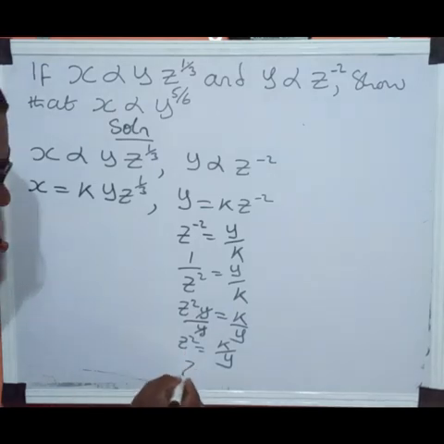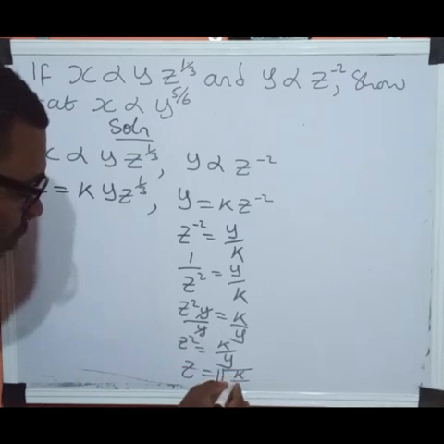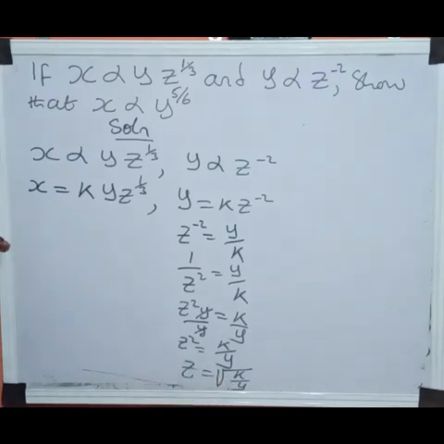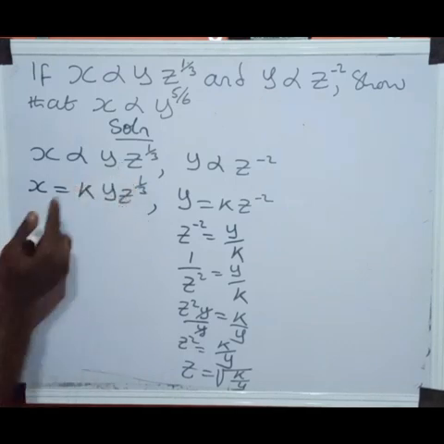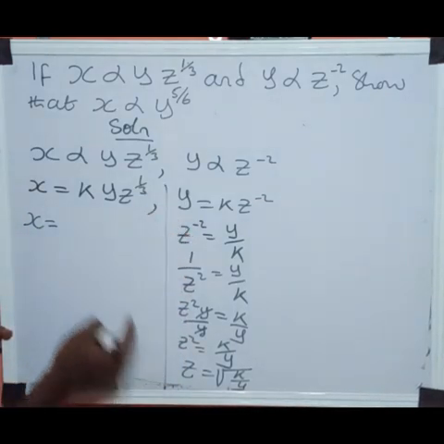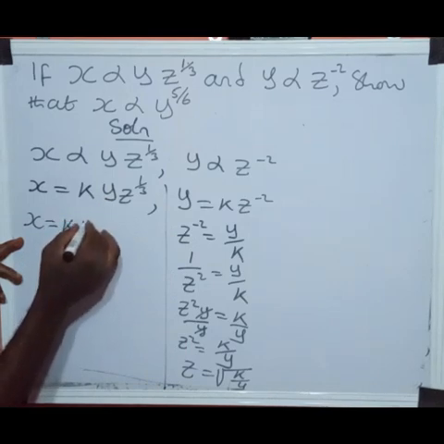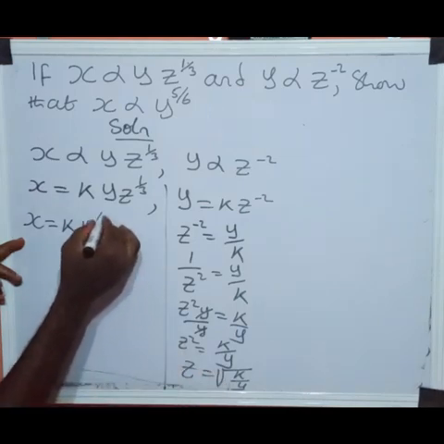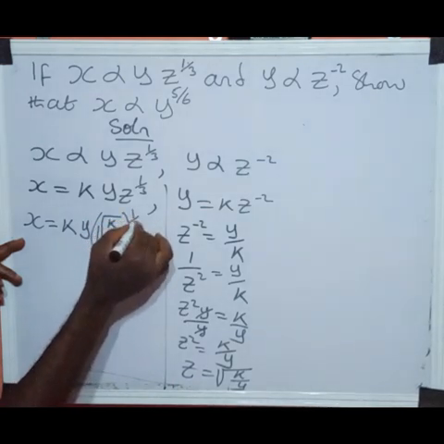Therefore, z will be equal to the square root of k over y. To remove this square, you find the square root of both sides. So z is the square root of k over y. So if we substitute that here, we are going to have x equals k y, then z is the square root of k over y, raised to the power 1 over 3.